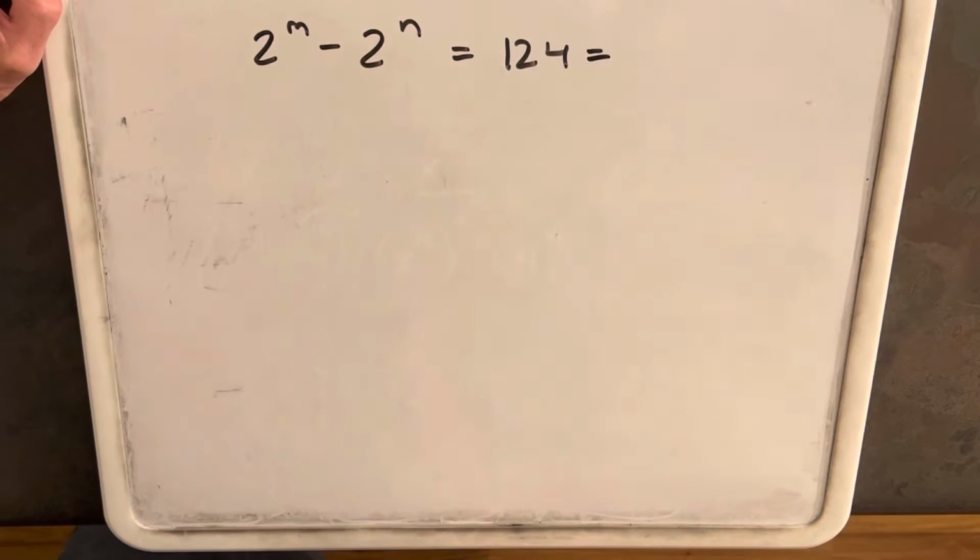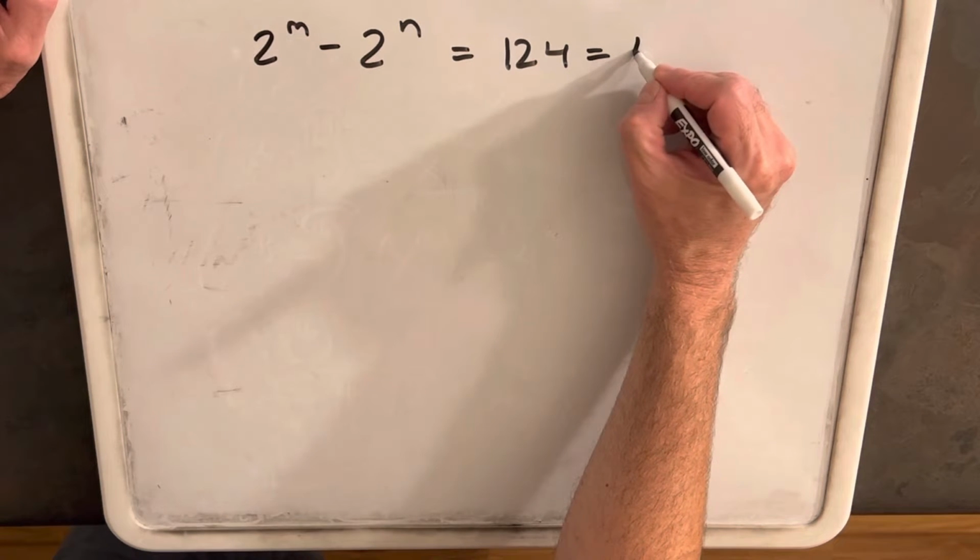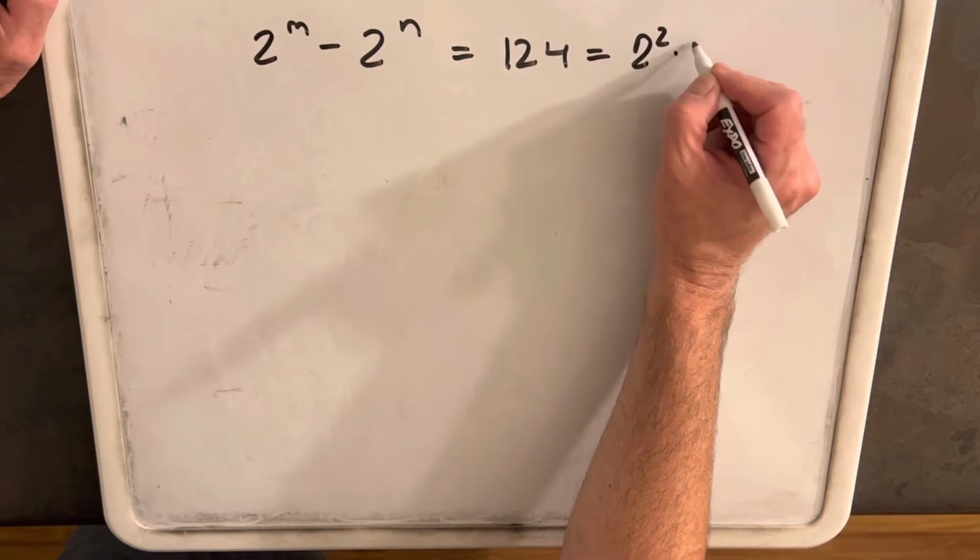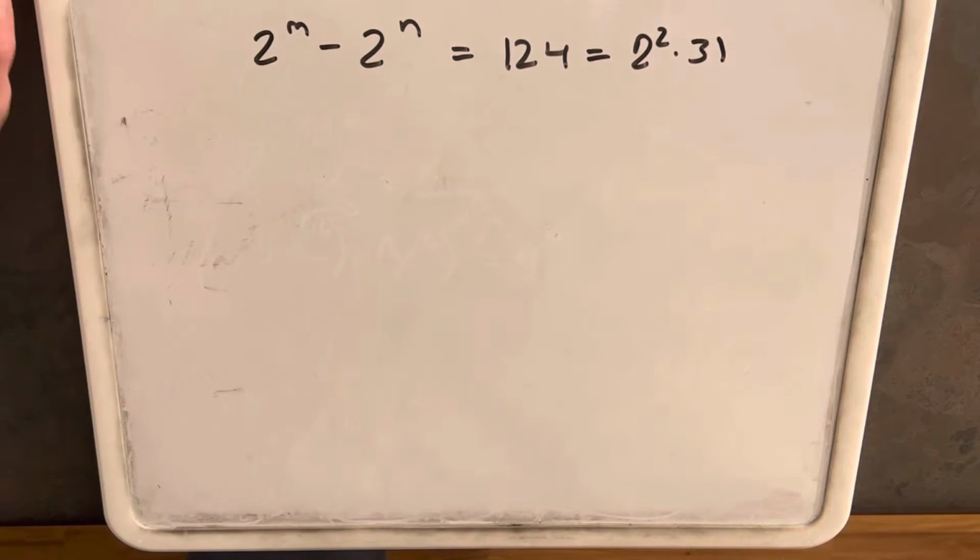First we want the prime factorization of the right side, and that's going to be 2 squared times 31. 4 times 31 is 124. That's going to help us out quite a bit.